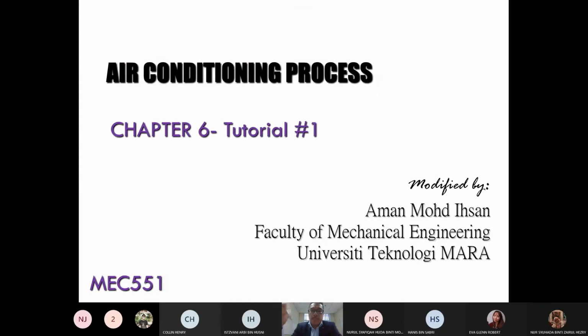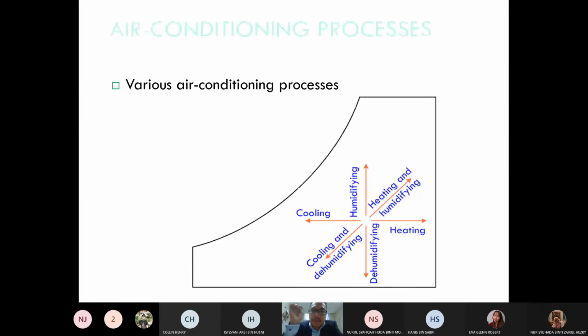So the psychrometric chart can be applied when the condition is at 1 atmospheric pressure. Okay, when the atmospheric pressure is equal to standard atmospheric pressure, which is 101.325 kilopascal.